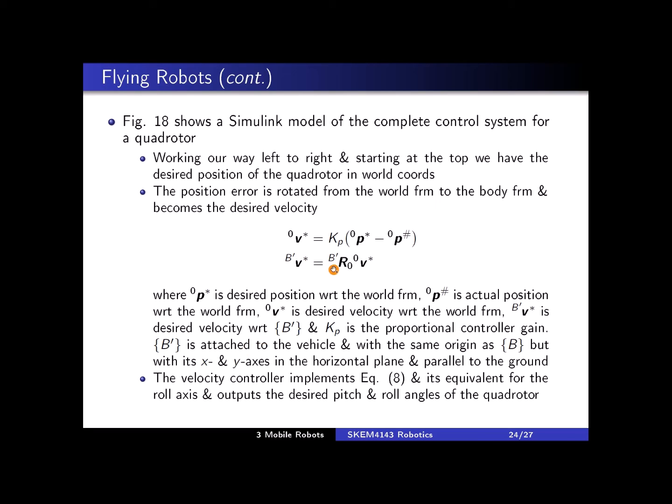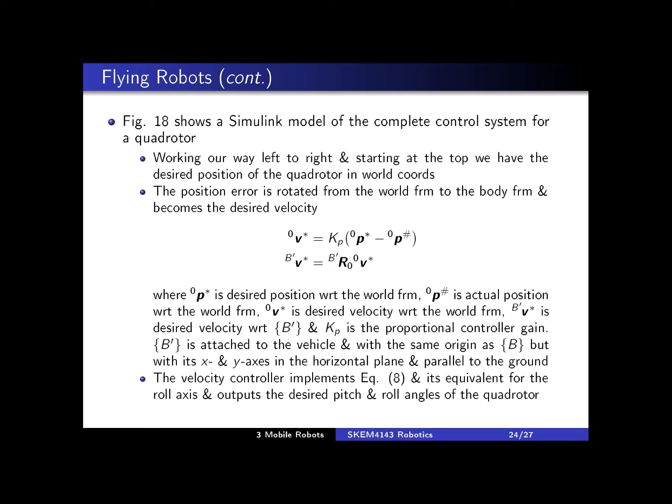So this will map our velocity from world coordinate frame to B prime coordinate frame, and it's explained here what B prime is. B prime is again attached or affixed to the vehicle. It has the same origin as B, but with its x and y axis in the horizontal plane and parallel to the ground. So you have to imagine there's another coordinate frame, B prime, which has the same origin as B, but is parallel to the world coordinate frame or parallel to the ground.